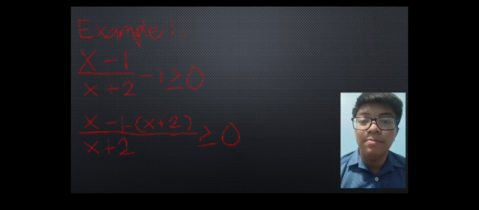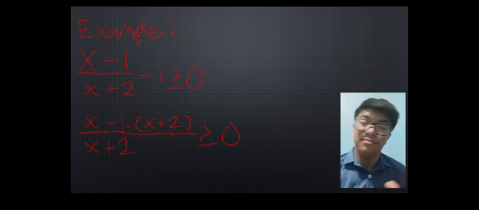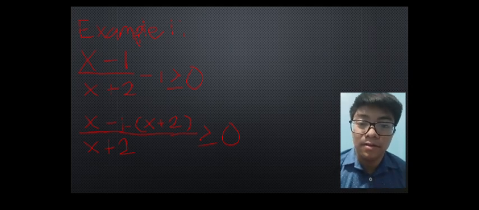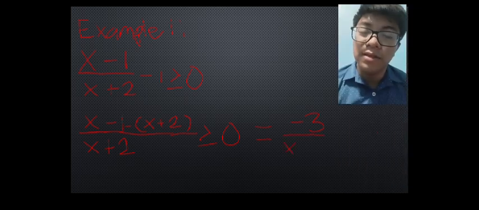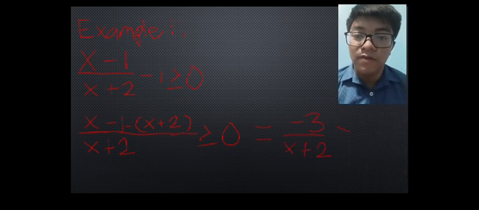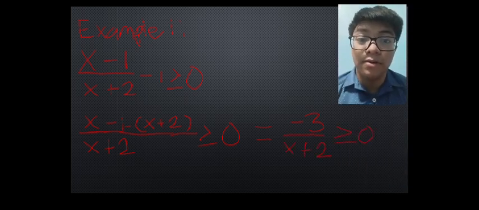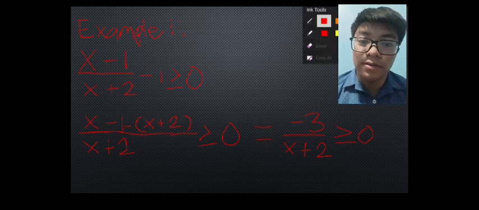Now, let's simplify it. x minus x is gone. And negative 1 minus 2 is negative 3. So that simplifies to negative 3 over x plus 2 greater than or equal to 0. The numerator is a constant, negative 3. So the sign depends only on x plus 2.